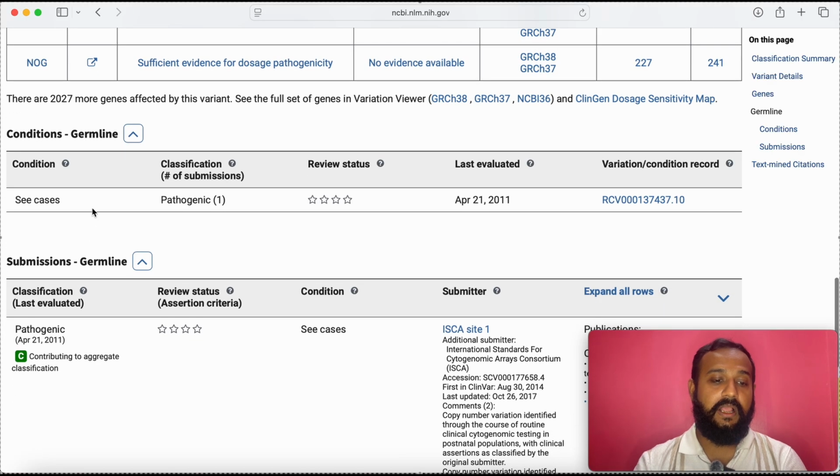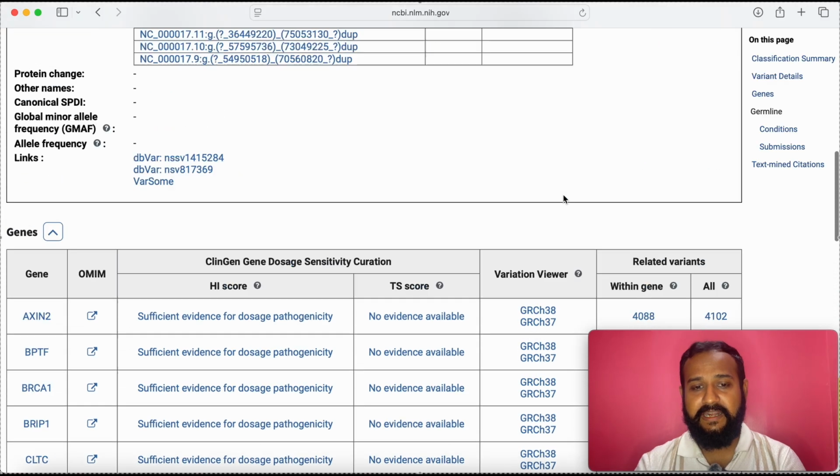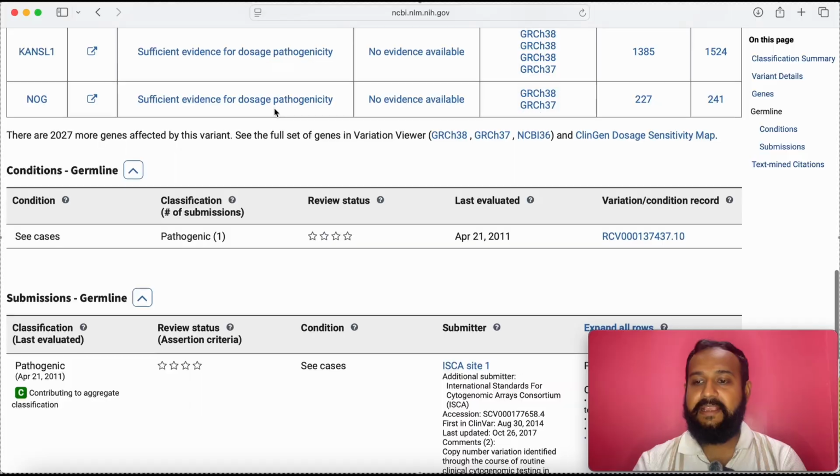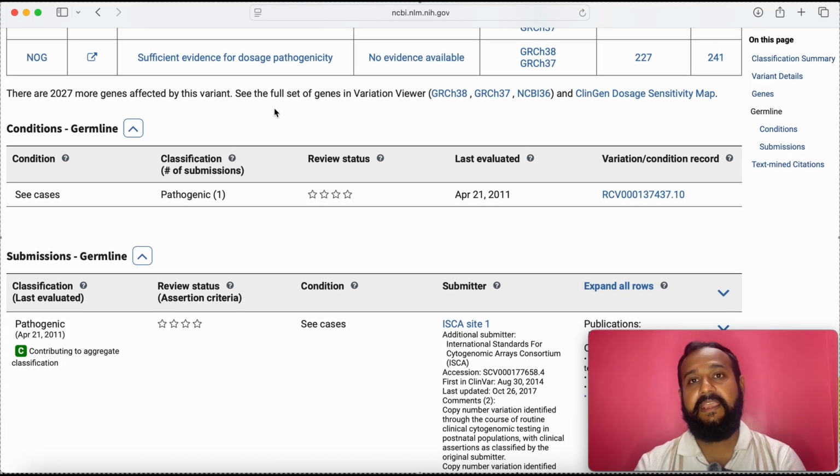Apart from that, the condition is pathogenic. So it has been reported as pathogenic according to the variant condition. This is the variant annotation that we can see over here at the top also. Likewise, you had the accession ID starting with, like your RSID, no? RSID in dbSNP.